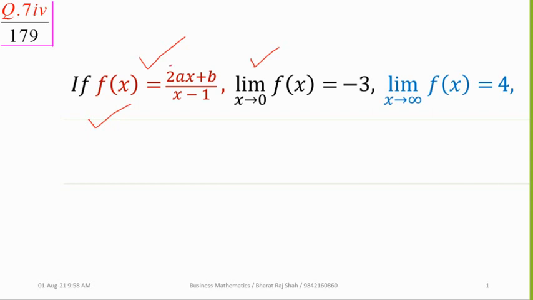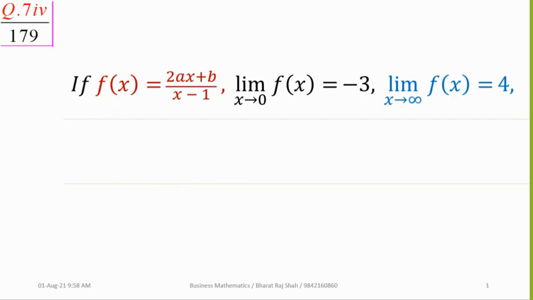And now we can see that there are two unknown constants. We have not been given the value of a, and we have not been given the value of b. So that means two constants are missing, a and b, and we have to find the two values, a and b.